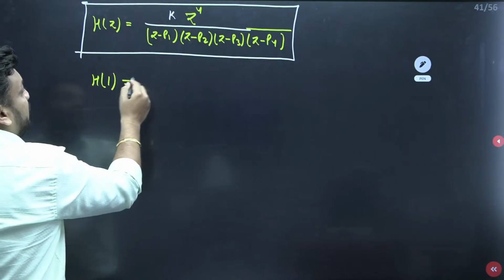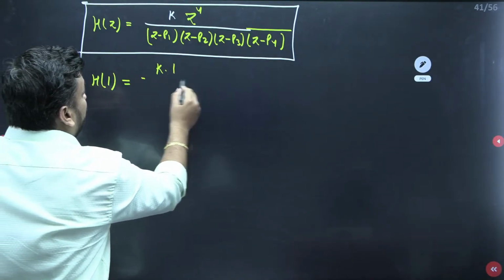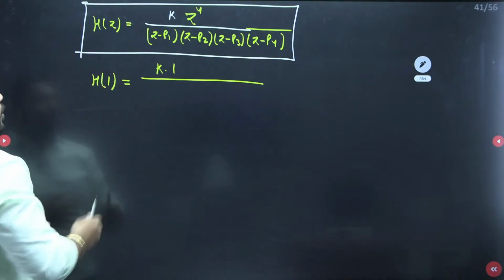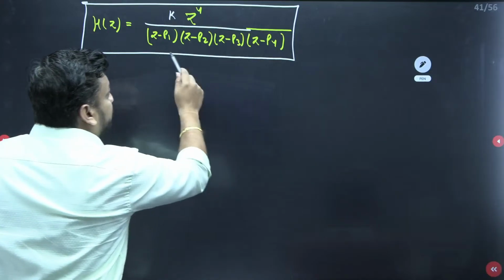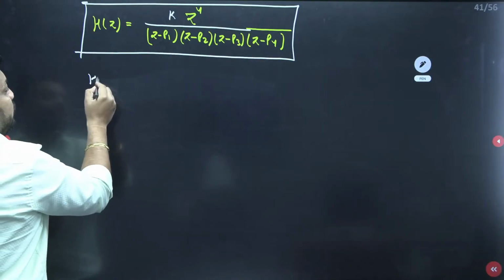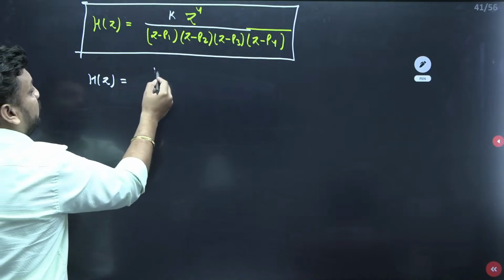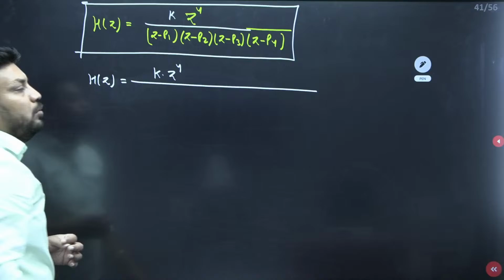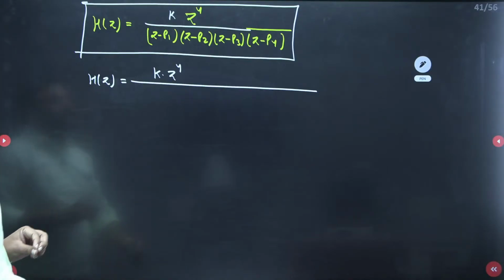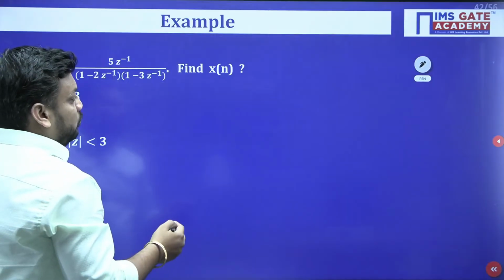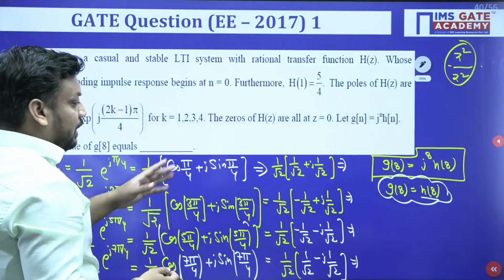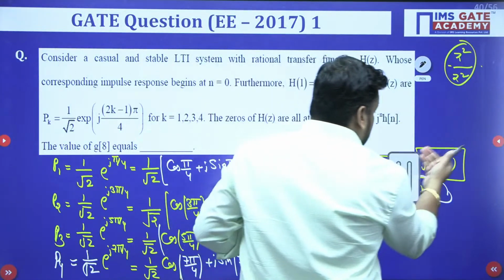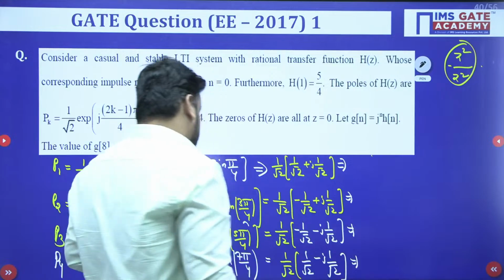If I put z equal to 1, then I will get K into 1 upon... okay, I will put this value later. First of all, I need to simplify this one. So H(z) is actually K into z^4 upon (z minus P1)... Shall I write the P1, P2? I am just removing this part because I need some space here.